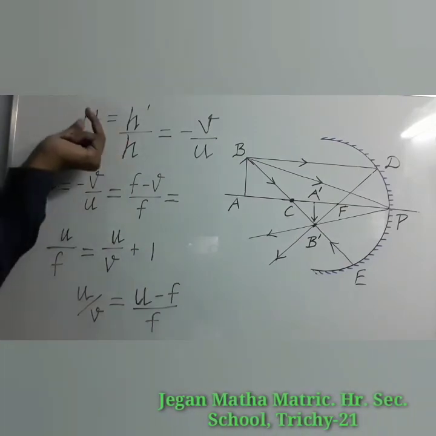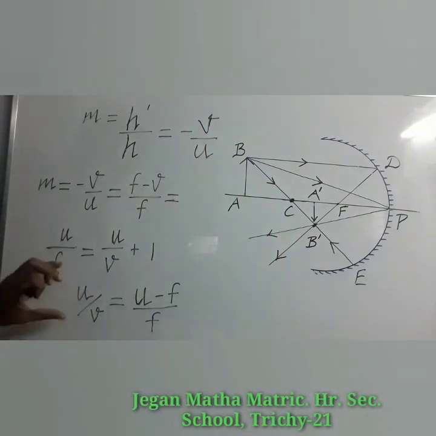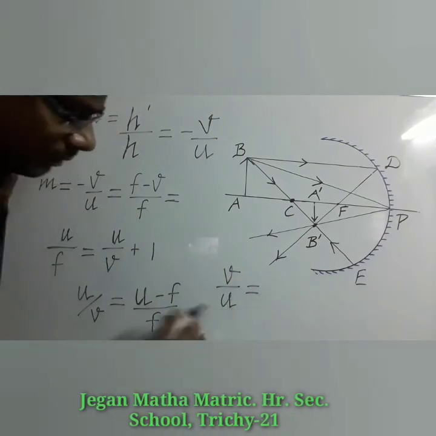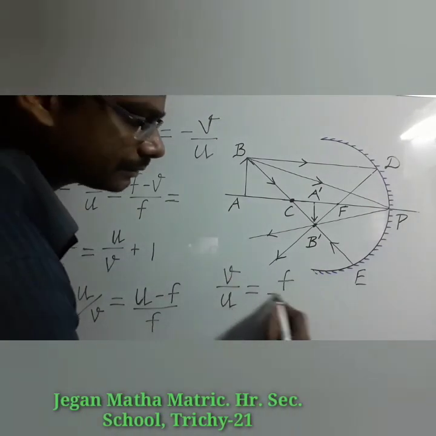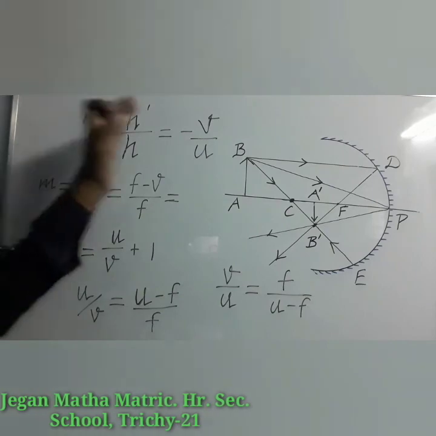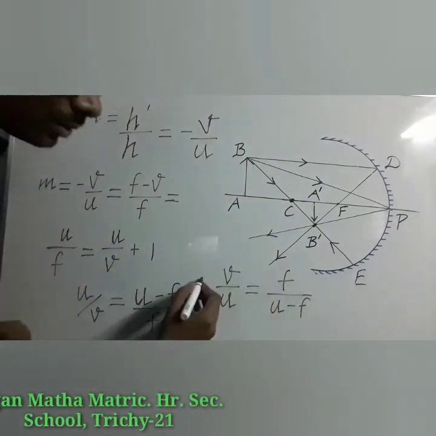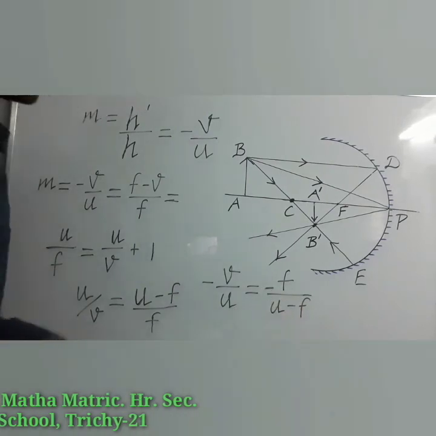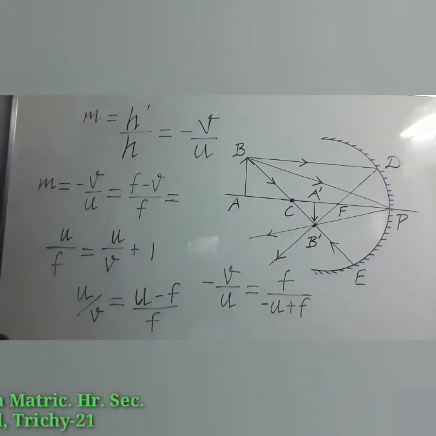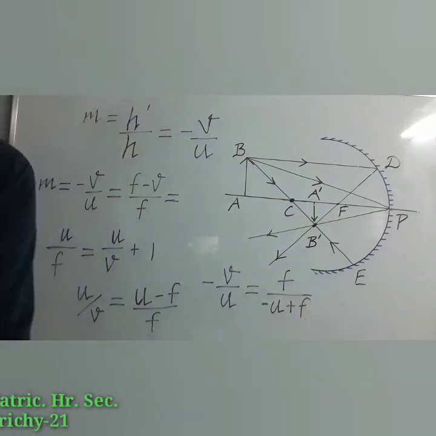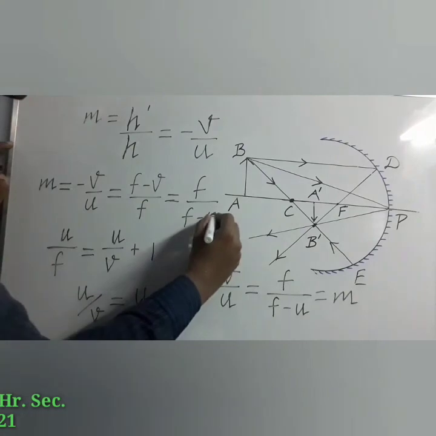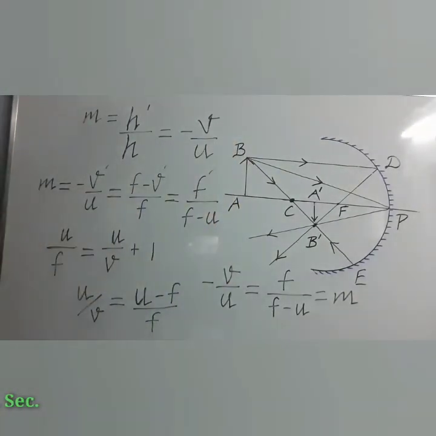Remember, for the magnification we need the ratio between v and u. Here u by v is there, so take the reciprocal. So this expression can be written as v by u. On the right side we also take the reciprocal, f by u minus f. For the magnification formula, minus v by u is there, so we can multiply with minus 1 on both sides. That minus can be multiplied here, and we can write it as minus u plus f. It can be rearranged as f minus u. So it is another expression for the magnification, f by f minus u. There are 3 formulae for magnification.